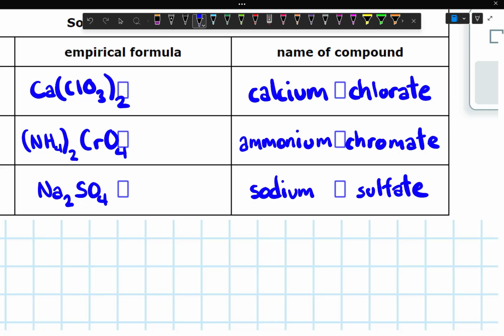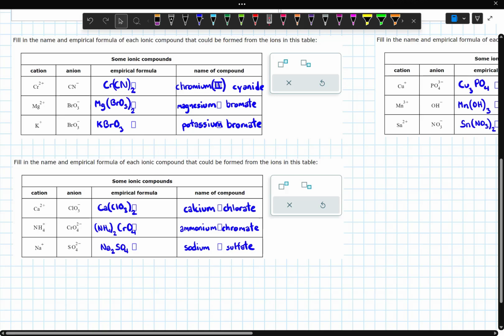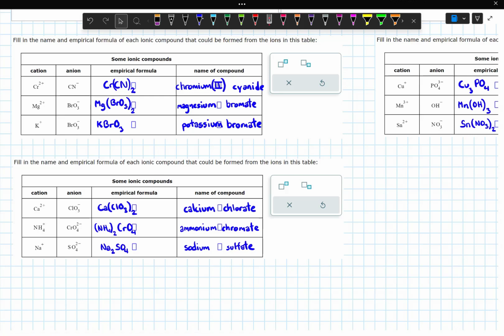And that is it. So just remember to keep practicing these. I promise you, as time goes on, the memorization of polyatomic ions will become second nature to you as long as you keep practicing.